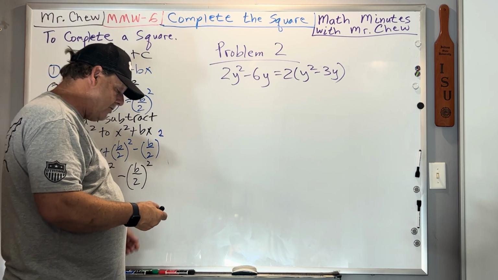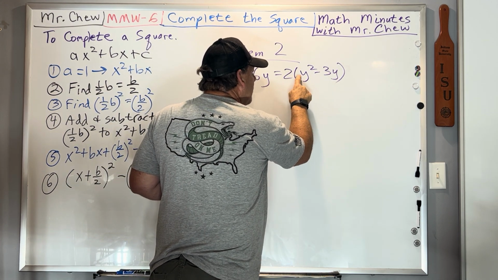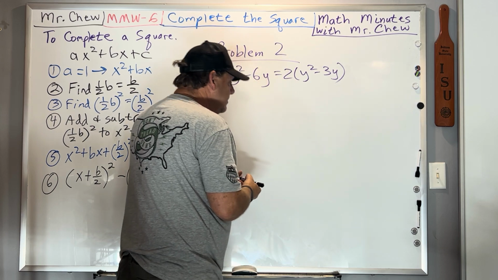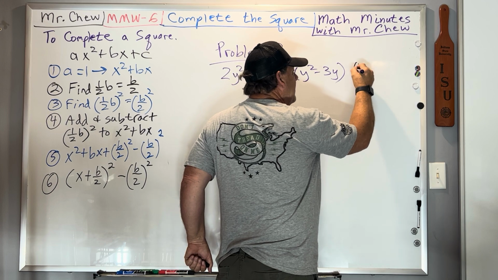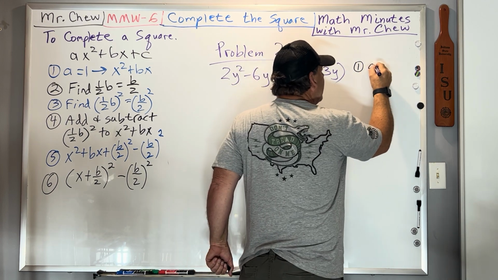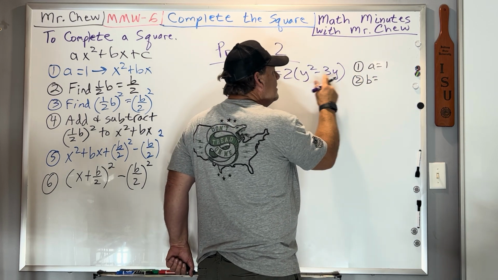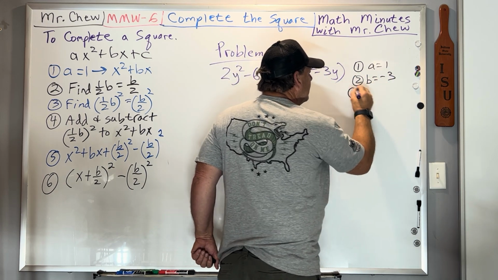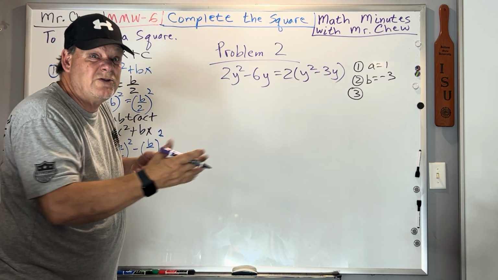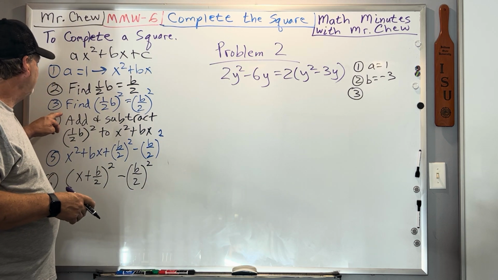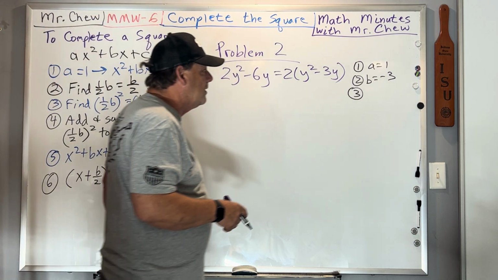Okay, so what are we going to do now? We're just dealing with this part here now. What does A equal? 1. What does B equal? -3. So, on the side here, we'll say step 1 now. For this portion just right here, A does equal 1. B equals -3. So in step 3, and C equals 0 in this case. Sometimes there's a number there and you just have to put the number out there. All right, so now step 3, find 1/2 of B and then square that, or B over 2 squared.